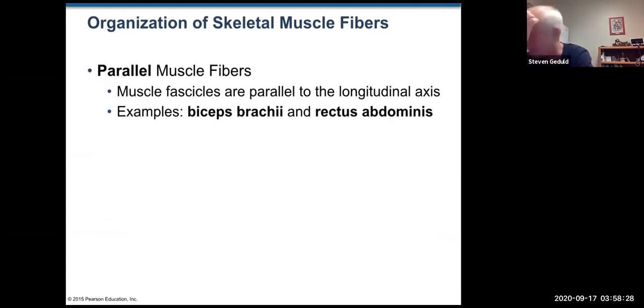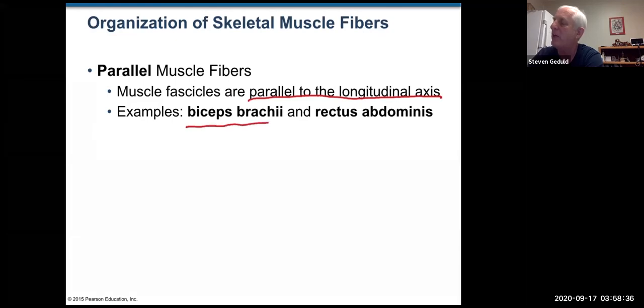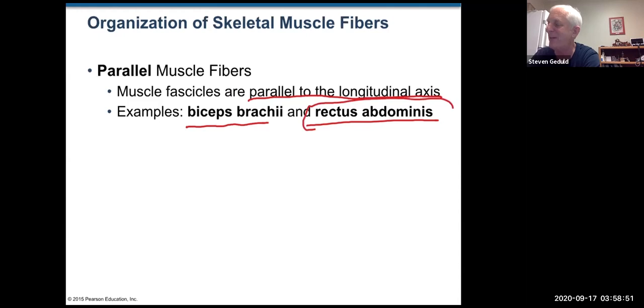Okay? Parallel muscles. Muscle fascicles are parallel to the long axis. Okay, so you're parallel to the long axis, like your biceps brachii and your rectus abdominis. Okay, the rectus abdominis runs through your abdomen. Those are the muscles that give you your six-pack. Everybody remember the movie 300? This is the muscle they developed, right there, the rectus abdominis. That's what they worked out.